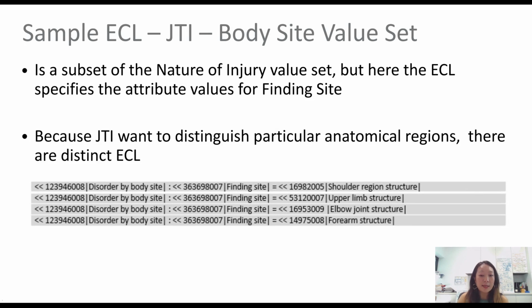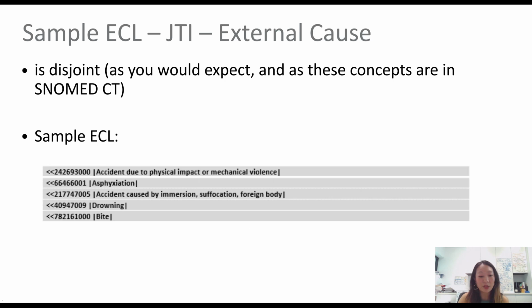This is just a sample of the second set of value sets, so the body site value sets. It was considered to be a subset of the first set, the nature of injury value set, but we're just specifying the attribute values for finding sites. Because our users want to distinguish particular anatomical regions, we created ECLs to match these. So example, shoulder region, upper limb structure, elbow joint structure, etc.